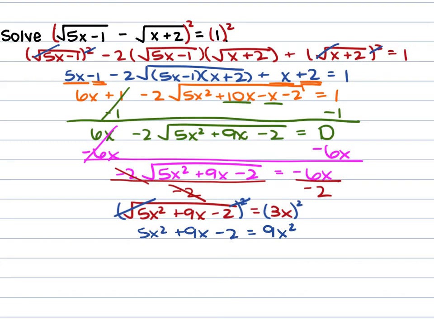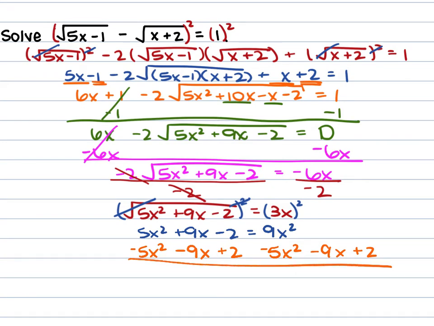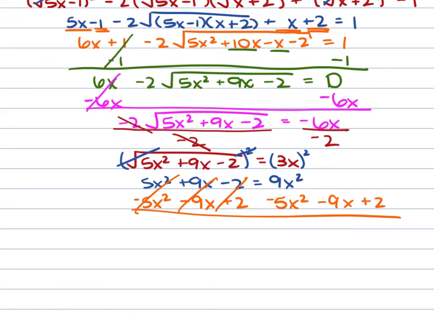From here, my bigger x squared coefficient is that 9x squared. So I'm going to move everything over to that 9x squared in order to give me a positive a value on x squared. So I'm going to subtract the 5x squared from each side, subtract the 9x from each side, and add the 2 to both sides. So that's minus 5x squared minus 9x plus 2. These all cancel, and we're going to be working with 4x squared minus 9x plus 2 is equal to 0.